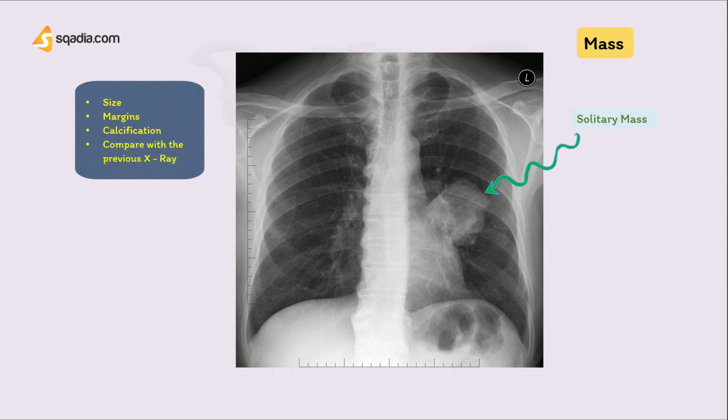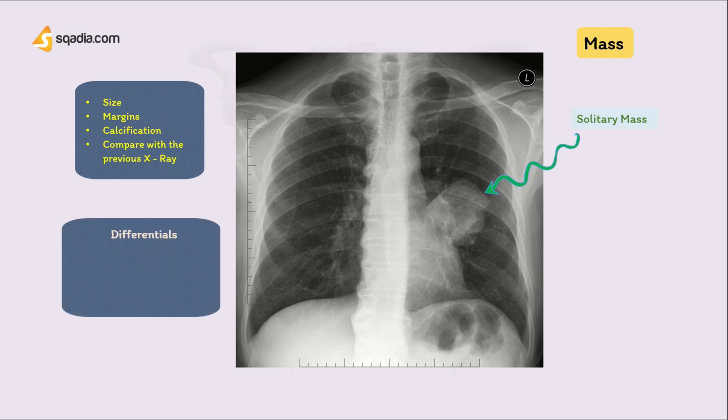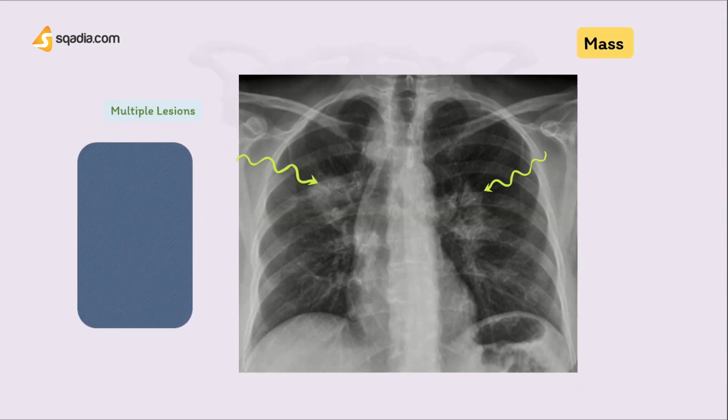Comparing with a previous chest X-ray to assess the growth is crucial. Look for other solitary mass lesions. The differential diagnoses are neoplasms, benign mass lesions, and infections such as tuberculosis. Now, in multiple mass lesions, these can either be metastases, abscesses, rheumatoid nodules, or Wegener's granulomatosis.